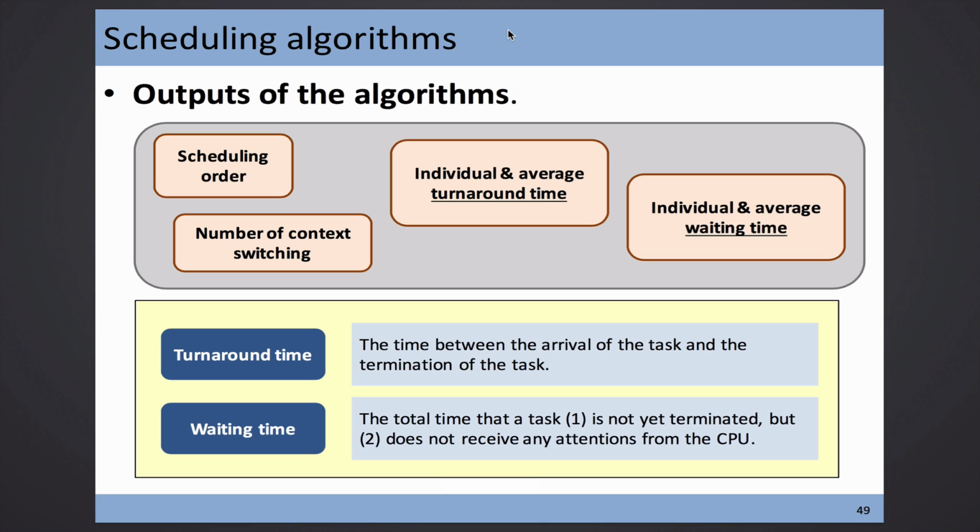So what is turnaround time? The turnaround time is the time from when you enter the shop and start queuing until the time that you can go out of the shop. This is turnaround time. What is the waiting time? The waiting time is the time from when you start joining the queue until you get served.